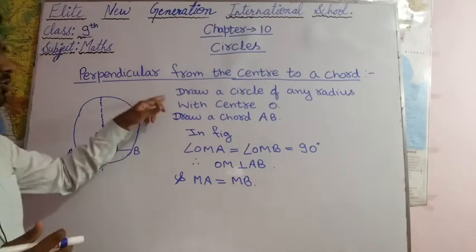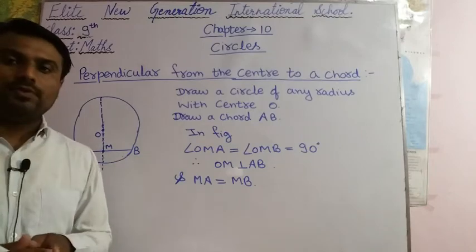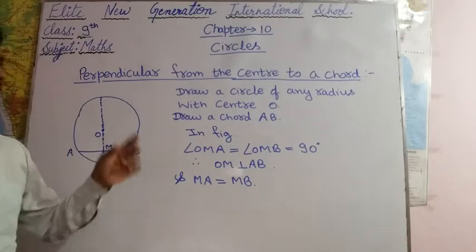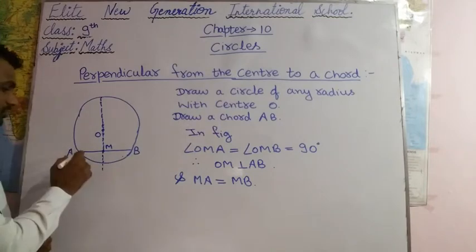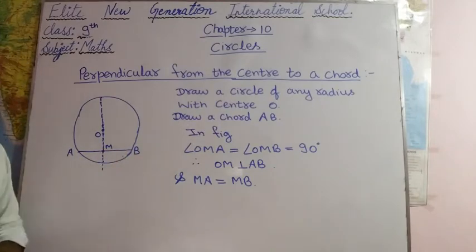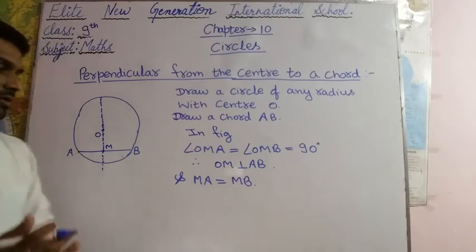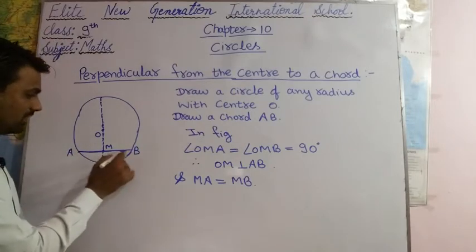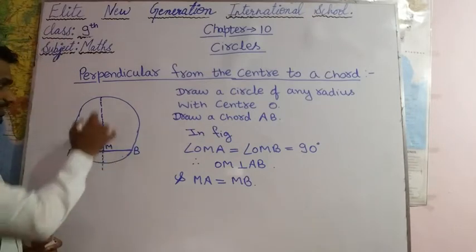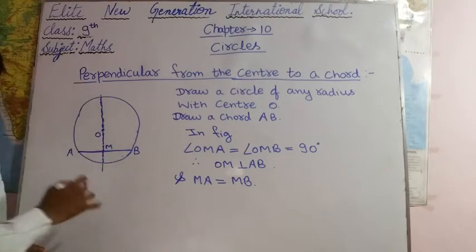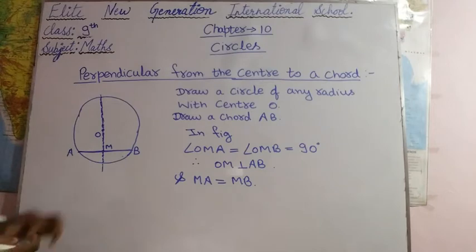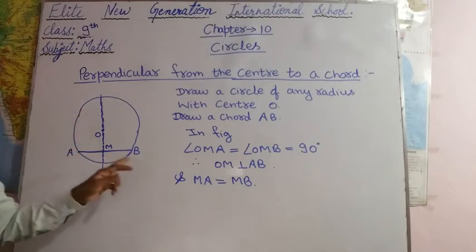So here draw a circle. Suppose on a plane of paper we draw a circle of any radius with center O, and here we can also draw a chord like this, AB. When we fold the paper along this chord AB, a crease will form in the form of a line. So this line will be perpendicular to the chord.